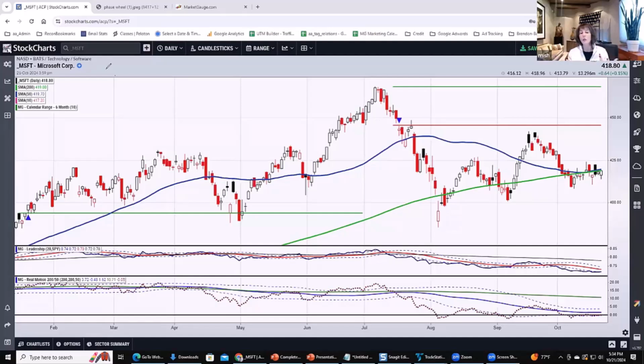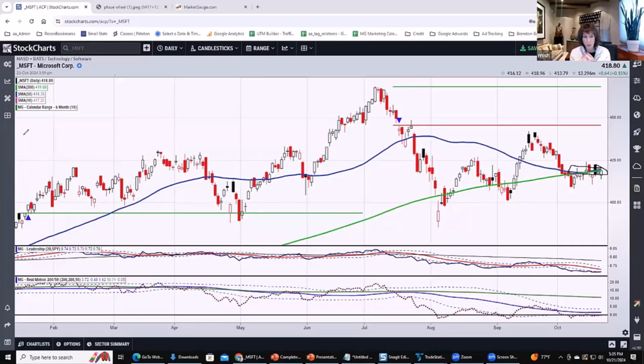So how would I look at this right now? Well, clearly we have the earnings coming up at some point. I don't know the exact date. But notice how the 50 and the 200 are in line with each other right now. That to me is a very interesting time because it's called a convergence.